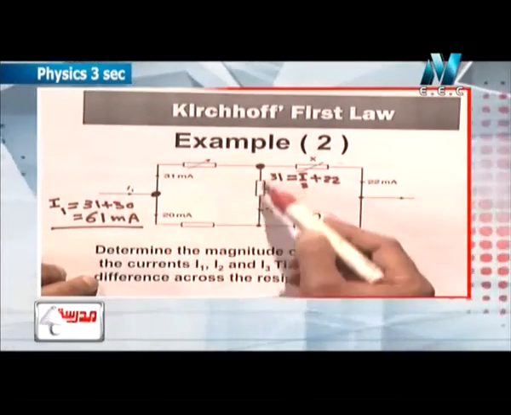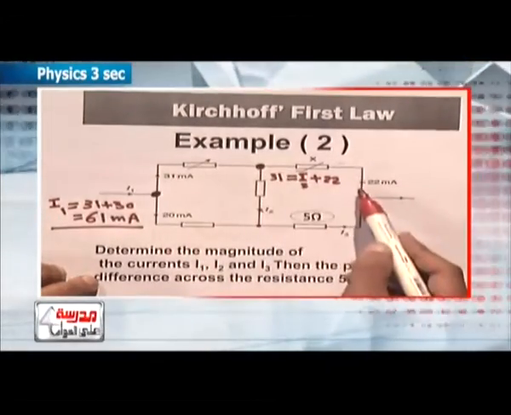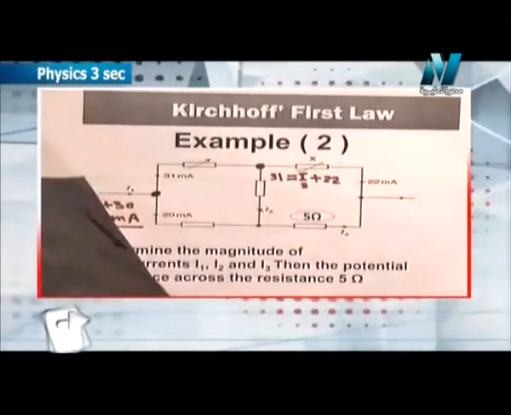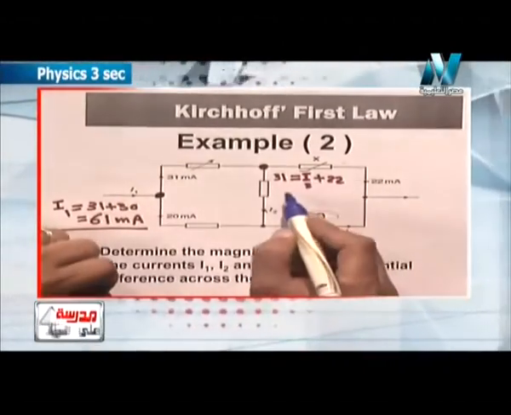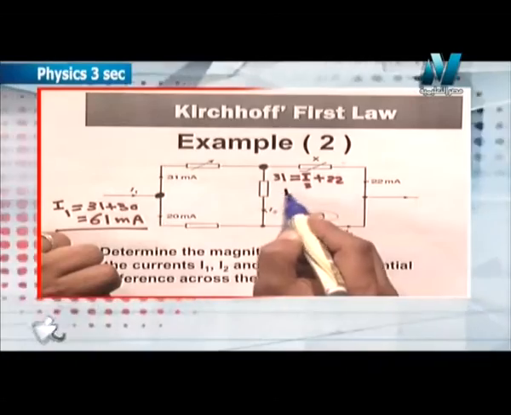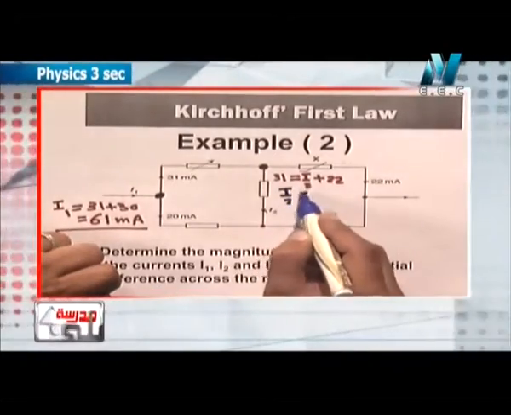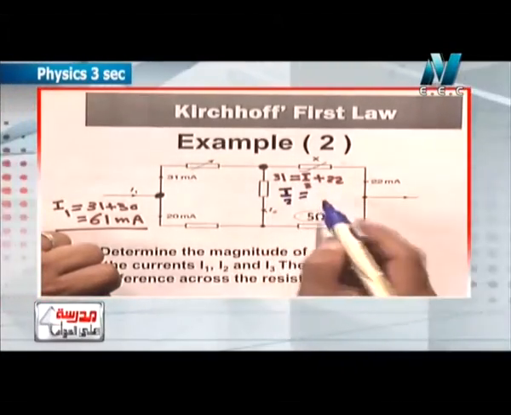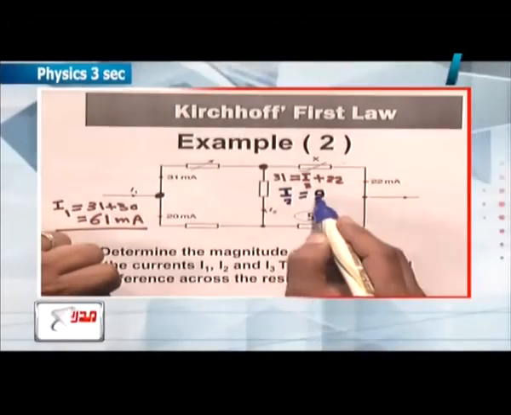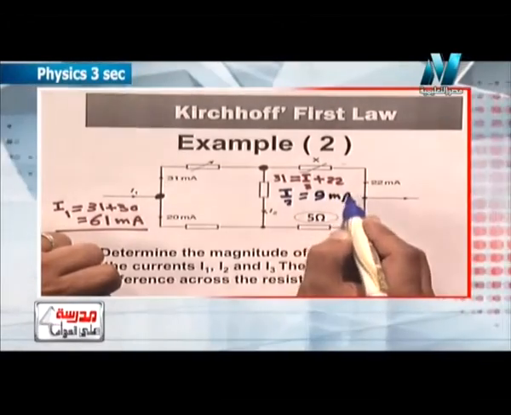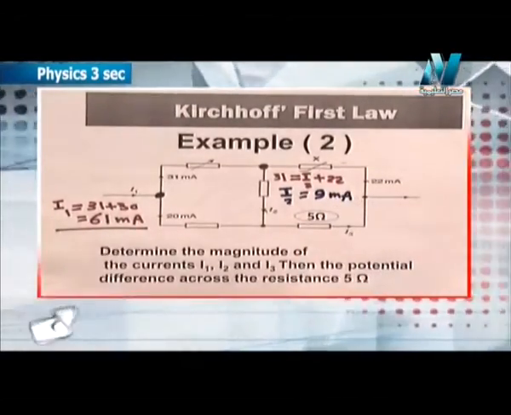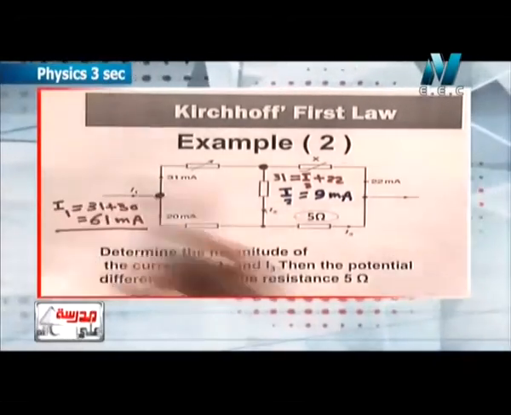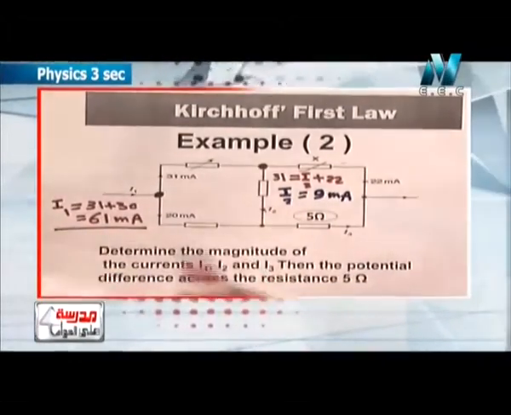31 equals I2 plus 21. We can calculate now I2. I2 equals 31 minus 21 equals 9 milliampere. So I2 here is 9 milliampere. What about that node?